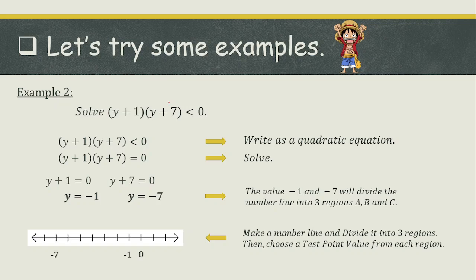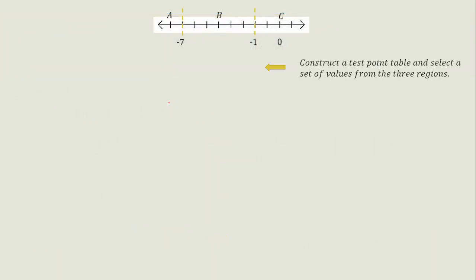After that, after identifying negative 1 and negative 7, let's put the border line. So, nahati na sa region A, B, and C. So, yung terms na nasa left side na negative 7 is region A. The terms inside negative 7 and negative 1 is region B. And the terms on the right side of negative 1 is region C. Then, let's continue. So, copy the number line na na-divide na. So, construct a test point table and select a set of values from the 3 regions.